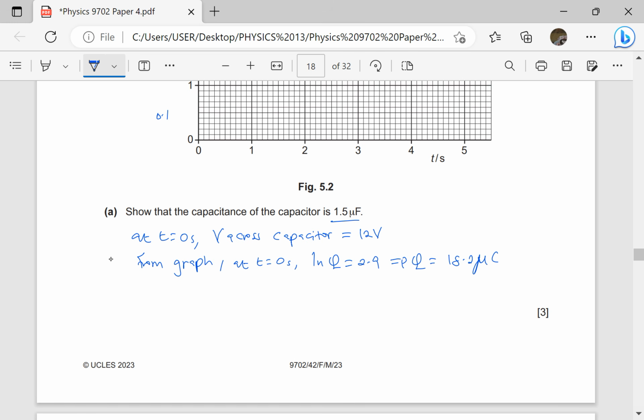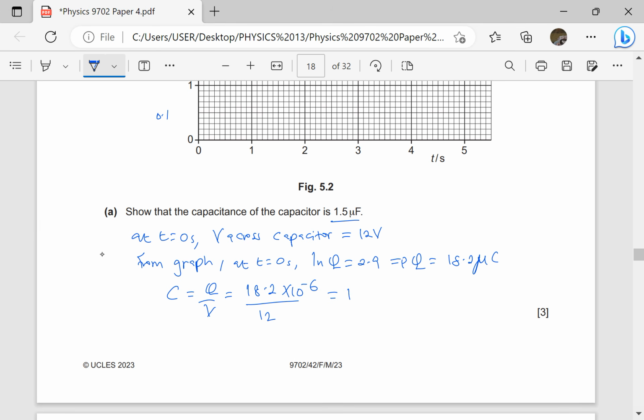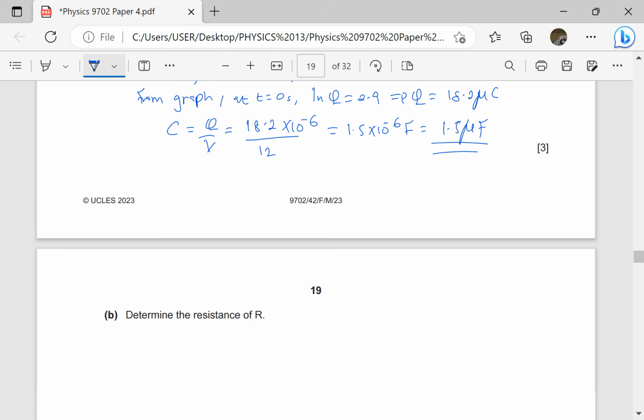Okay, now I can find capacitance. By definition, capacitance is charge over potential difference. The charge is 18.2 times 10 power negative 6 divided by V, which is 12. So that is 1.5 microfarads, or 1.5 times 10 power negative 6 farads, as required. So the capacitance is 1.5 microfarads.